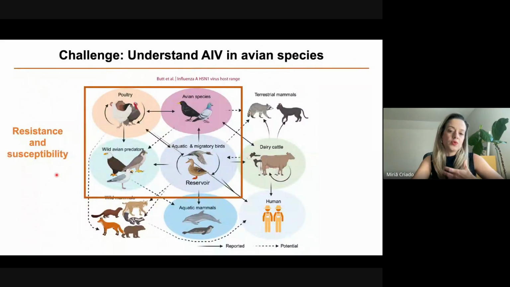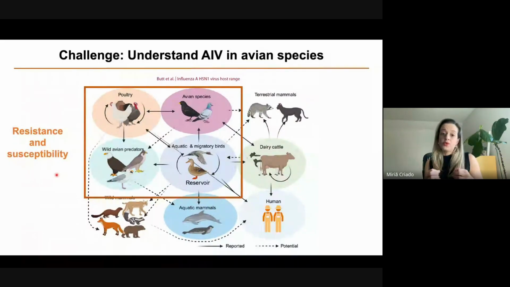Then we are really curious to understand what makes a virus, what makes a host resistant, and what makes a host susceptible. Is it also related to the subtypes? Is it also related to the kind of influenza that has been circulating on that?